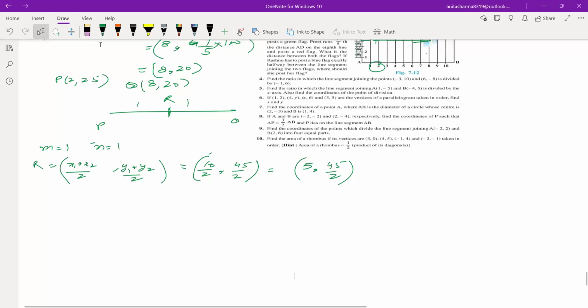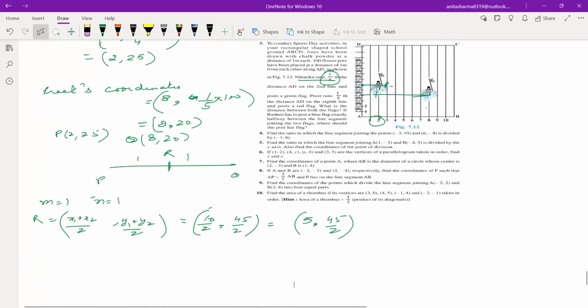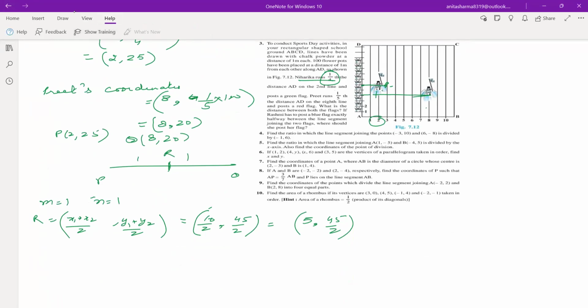Yes, beta. The last thing is we have to check the midpoint, right? Because they are saying midway, halfway. And one more thing, distance also you need to find. So you will apply the distance formula. What was your distance formula, children?